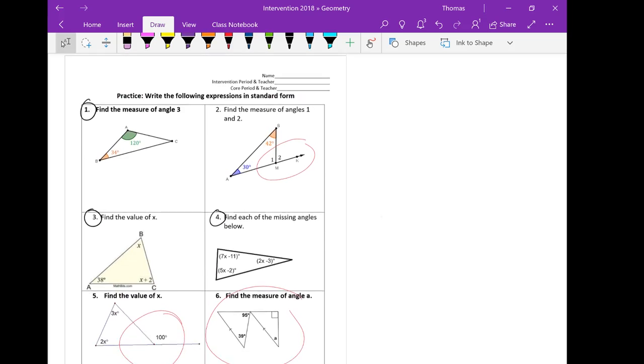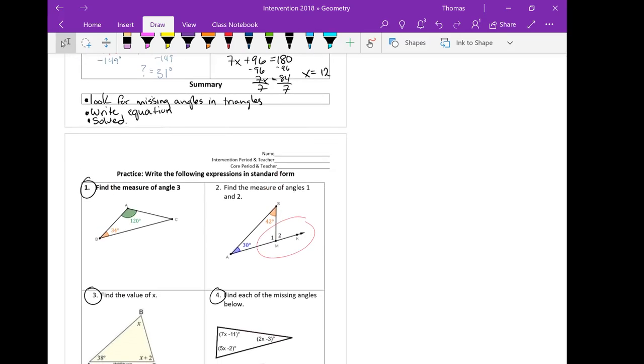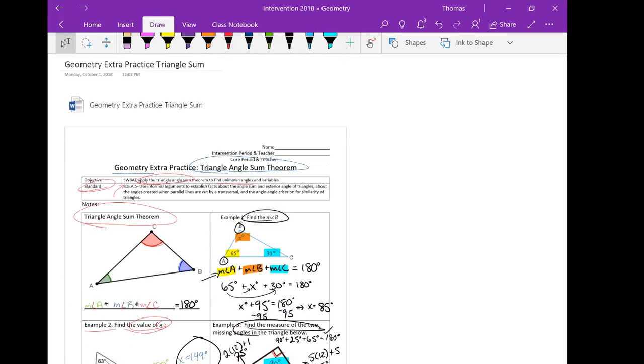Check your answers with your intervention teacher. And then that's how you get credit for this extra practice on the triangle angle sum theorem.